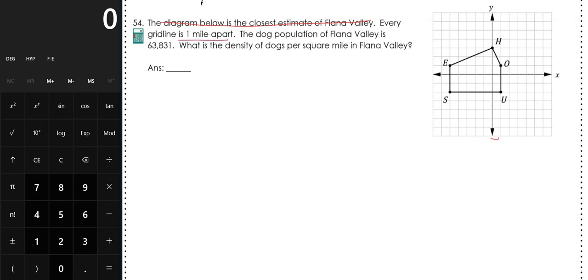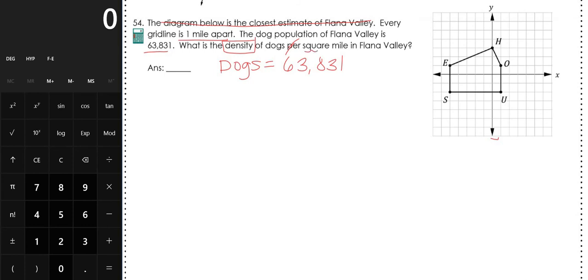1 mile. The dog population of Flana Valley is 63,831. Okay, so I'm going to write down dogs equals 63,831. What is the density of dogs per square mile in Flana Valley? This is our ask. We're asked to find density, specifically in dogs per square mile. So the number of dogs divided by, that's the word per, you divide by square miles.